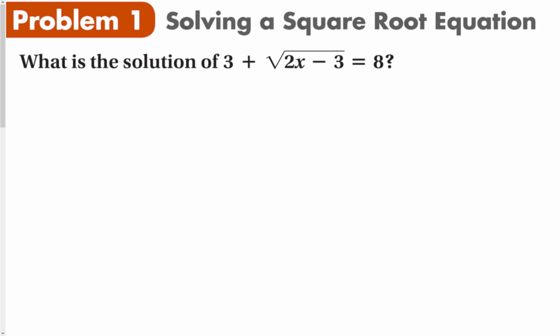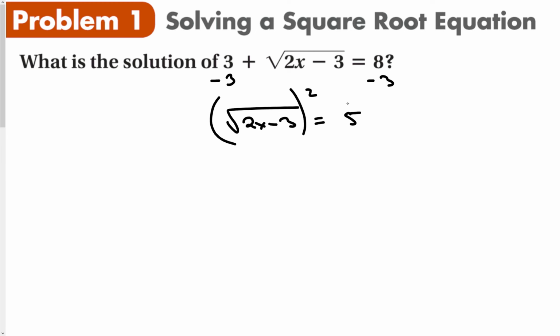So solving the square root equation, my first thing that I want to do is isolate the radical. I want to get that thing by itself. Okay, so subtract 3 from both sides. That leaves me with the square root of 2x minus 3 is equal to 5. Now to get rid of the square root, I raise both sides to the second power, the same as my index. So this turns into 2x minus 3 is equal to 25.